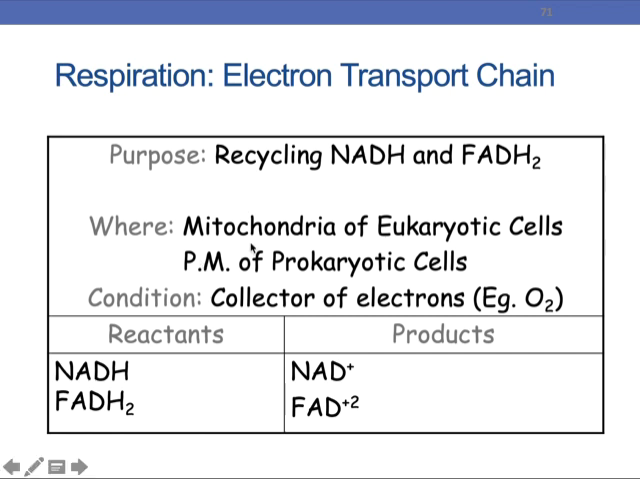Now, the condition for an electron transport chain to occur is that there should be a collector of electrons. For aerobic organisms, the collector of electrons is oxygen. Anaerobic microorganisms have other electron collectors or acceptors, like sulfur, carbon dioxide, and methane and the likes. What are the reactants then? The reactants are NADH and FADH2, and the products are NAD plus and FAD plus 2.